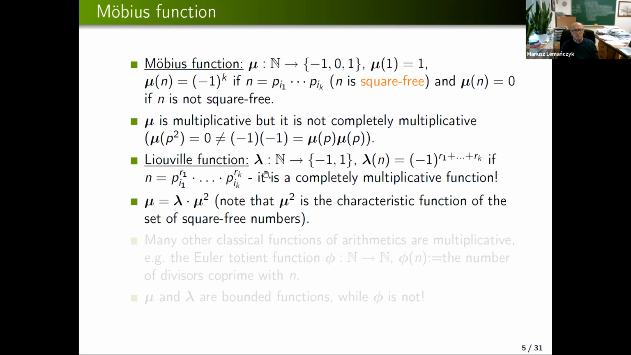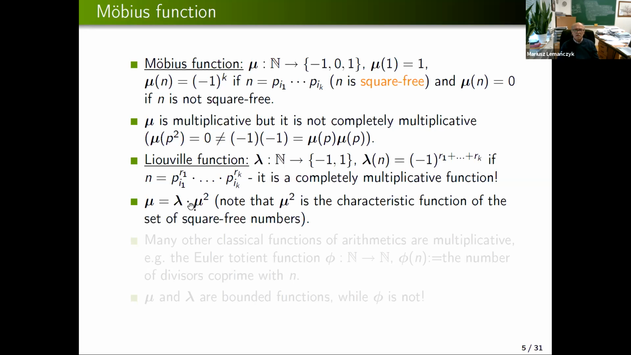The next function, which is the Liouville function, looks better because it takes values -1 and 1. If you want to see the value at the number n, you look at its decomposition into primes, and what you are interested in is the global number of prime factors counted with multiplicity. So you see r1 until rk, and the sum of them expresses the number of prime factors counted with multiplicities. This Liouville function is a completely multiplicative function.